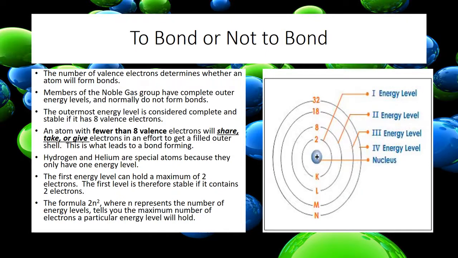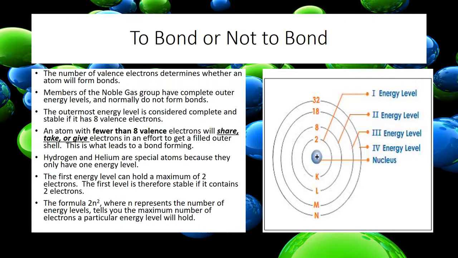To bond or not to bond. The number of valence electrons determines whether an atom will form bonds. Members of the noble gas group have complete outer energy levels and normally do not form bonds. They can, it's just very rare and does not happen in nature.